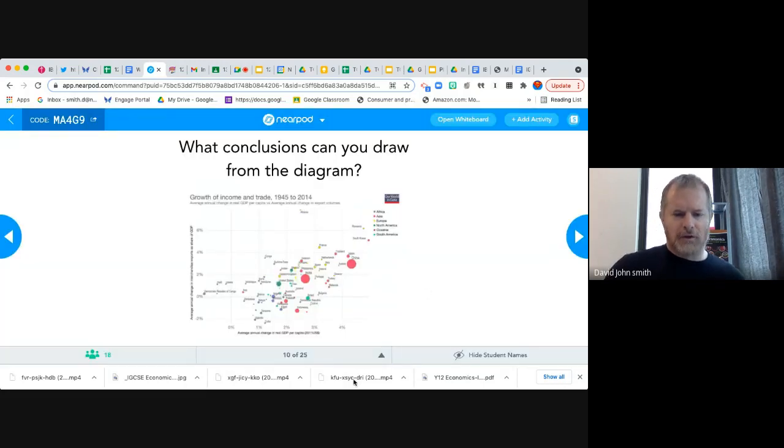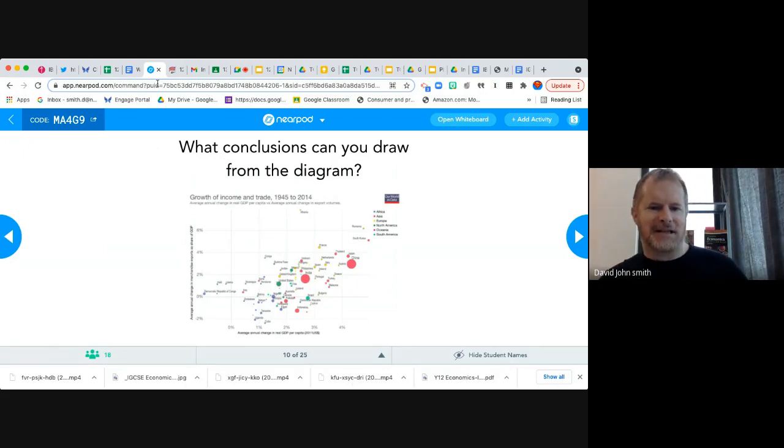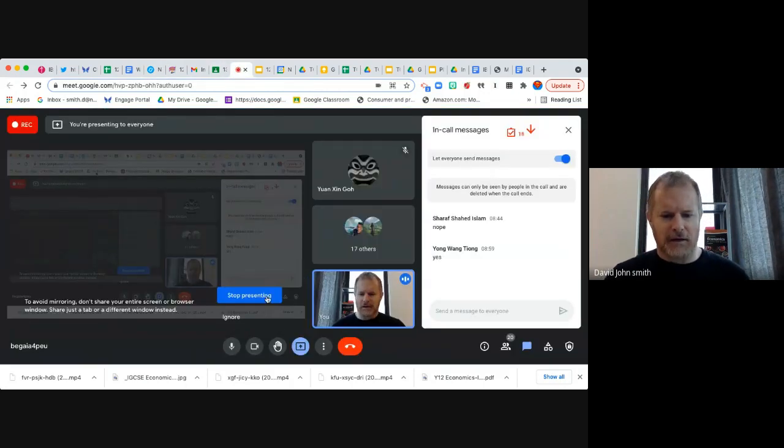All right. So what conclusions can you draw from this diagram? What is this diagram attempting to show you? What do we think? Is it the higher the annual change in GDP, the more exports there are in proportion to the GDP?